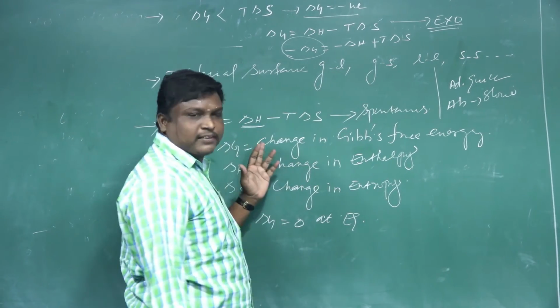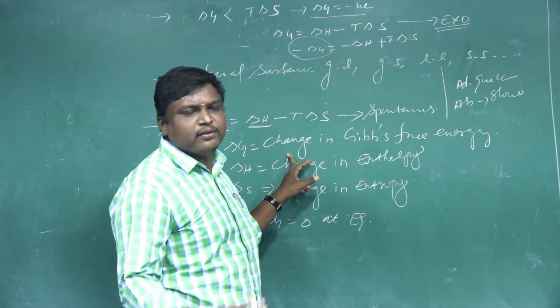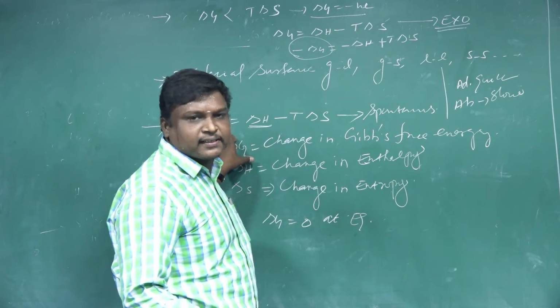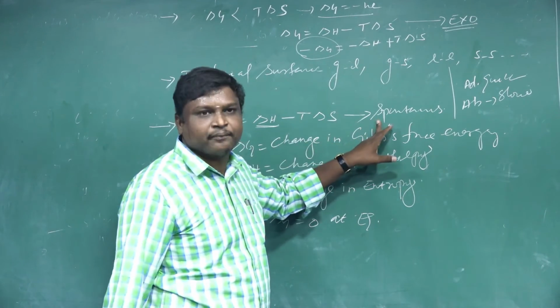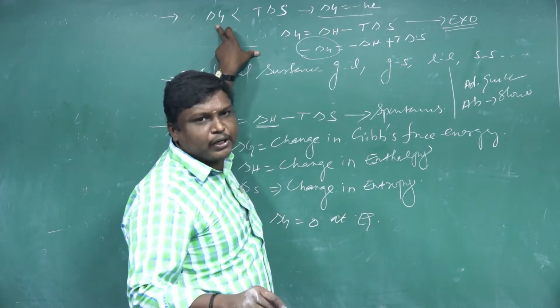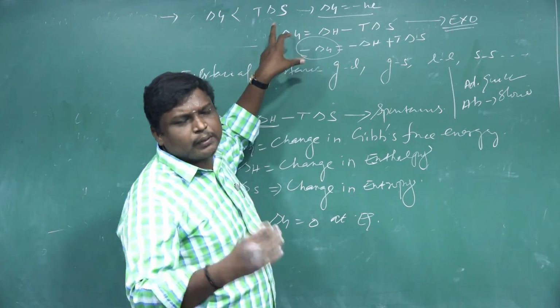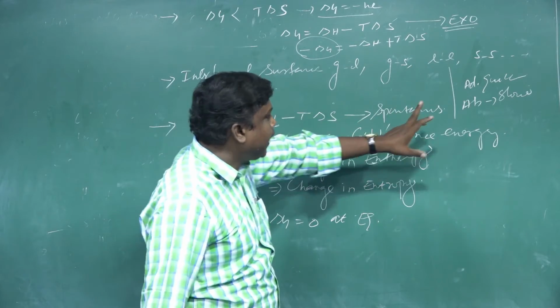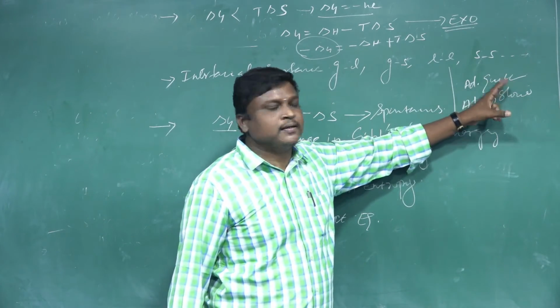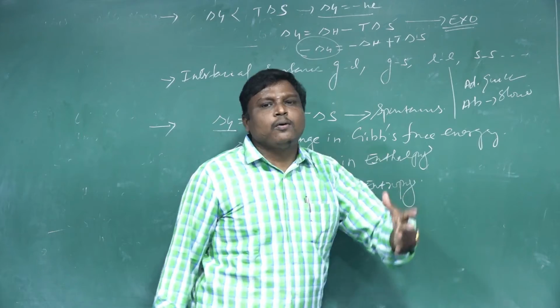Second one, thermodynamics based on change in free energy. Negative sign, free energy decreases, the reaction becomes spontaneous. Next one, del G value becomes negative, the reaction is an exothermic process. To compare adsorption and absorption: adsorption is a quick process, absorption is a slow process.